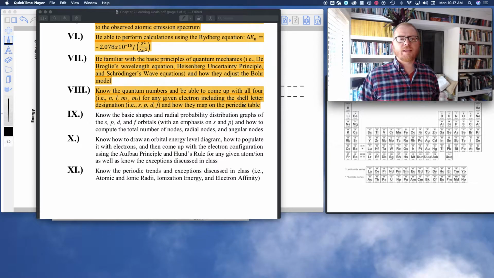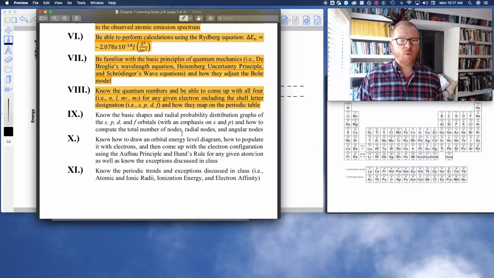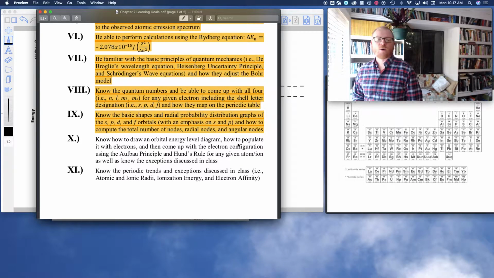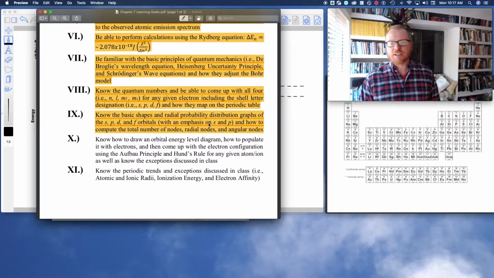Picking up where we left off. In that last video, I went through this one learning goal right here: know the basic shapes and radial probability distribution graphs of the s, p, d, and f orbitals. More importantly, s and p are going to be the emphasis. And know how to compute total nodes, radial nodes, and angular nodes. So that's what we went through in that last lecture. This is what I want you to get out of it.